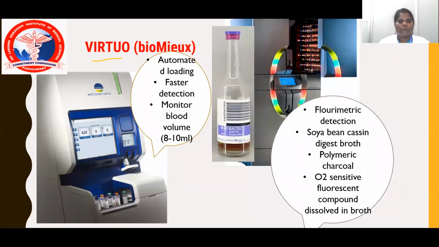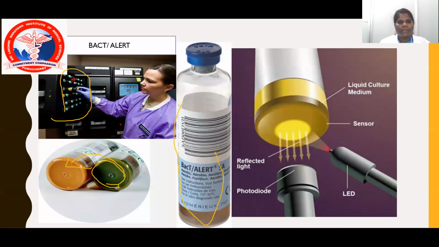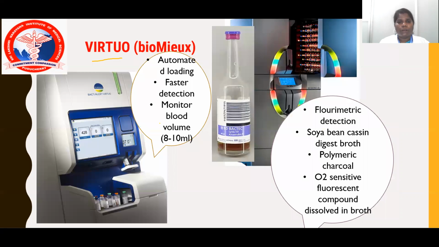Coming to the Virtuo, it is an advanced version over the BACTEC. There is automated loading. For example, in the previous one, there is a door, and each time we keep a sample, we have to open it, and because of that there will be temperature fluctuation. In order to overcome that fluctuation, the samples are kept here, and automatically the machine itself takes the bottle, so the result is obtained automatically.